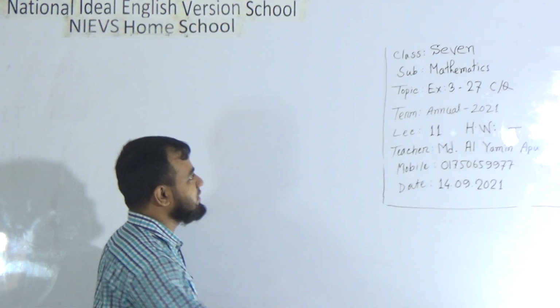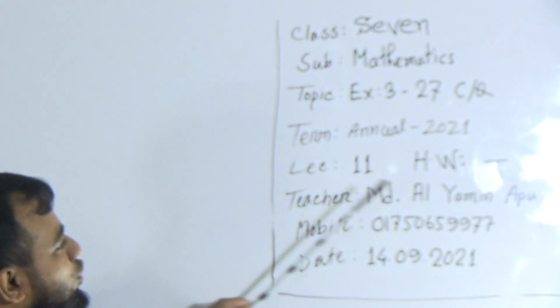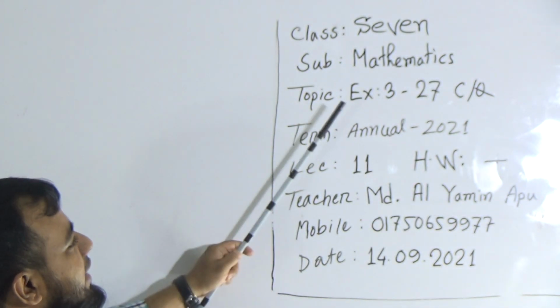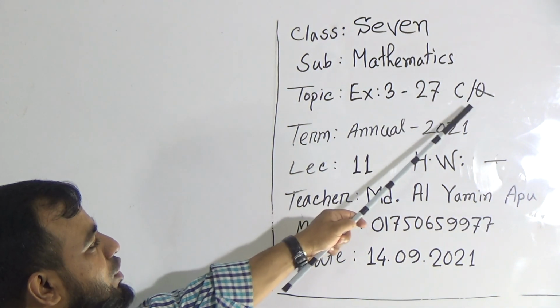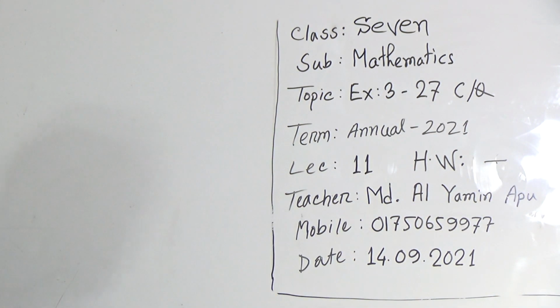The lecture number is 11 and you have no homework. Your topic is exercise 3, question number 27. It's a creative question, okay? Now, my dear students, as you have no homework, you need to look at the class very carefully. It's question number 27 of exercise 3.